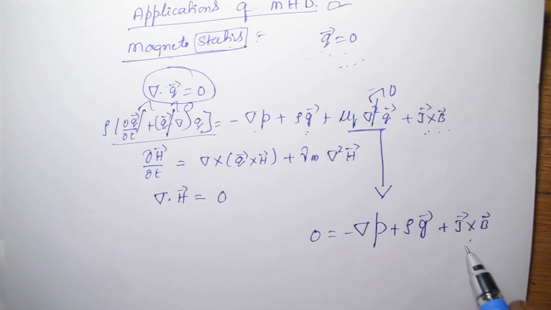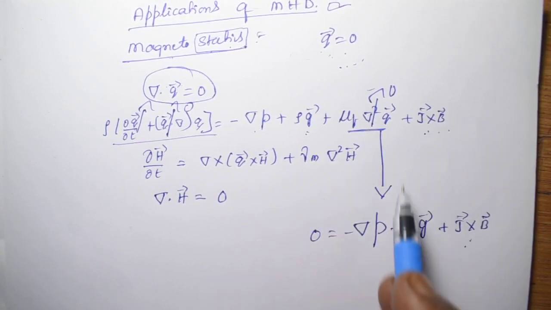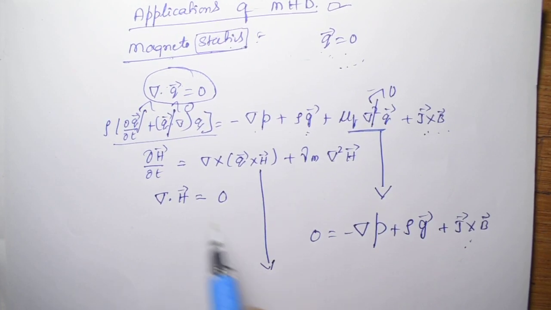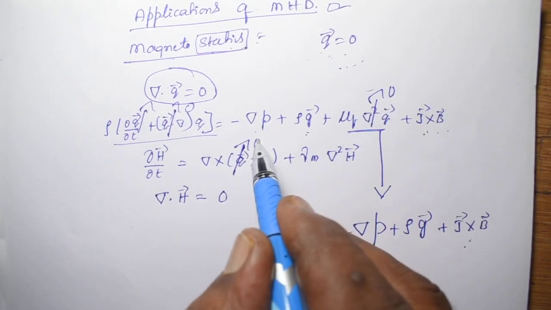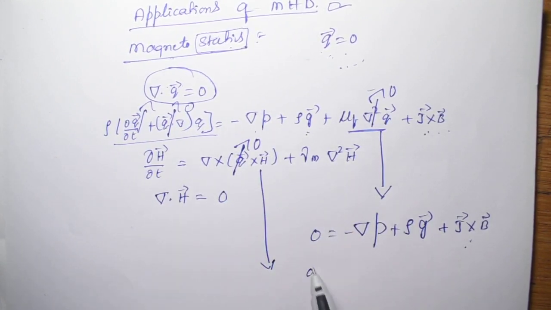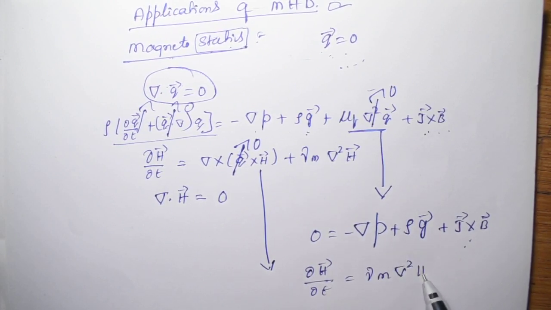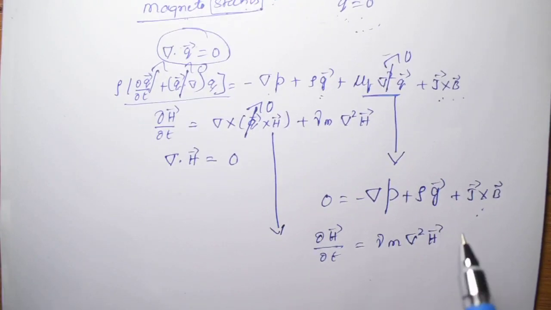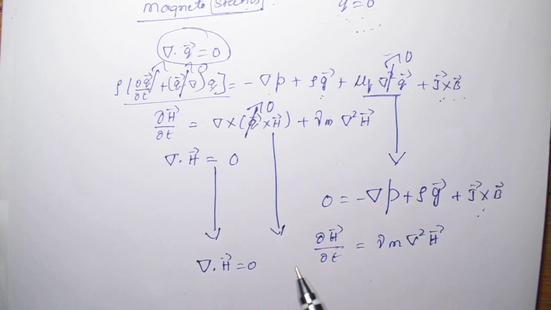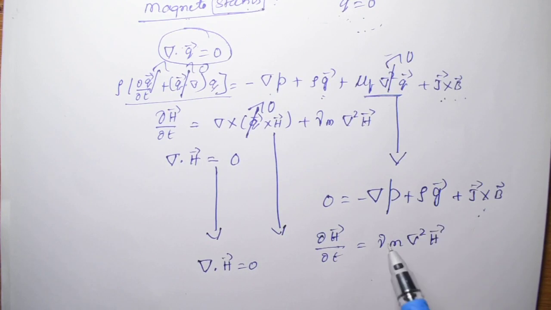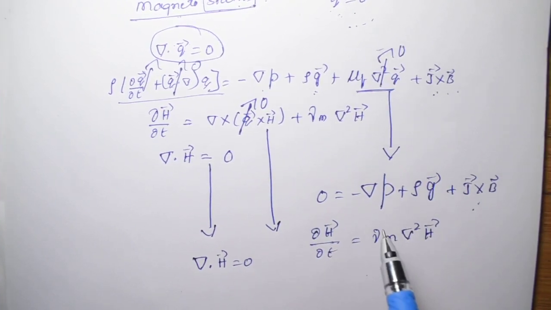So this is one of the basic equations, coming from the momentum equation. In the magnetic induction equation, by putting q equal to 0 the curl term becomes 0, and the equation becomes del h by del t is equal to nu m into del square h. The solenoidal equation remains as it is because there is no velocity term. So these three are the basic equations of magnetostatics.